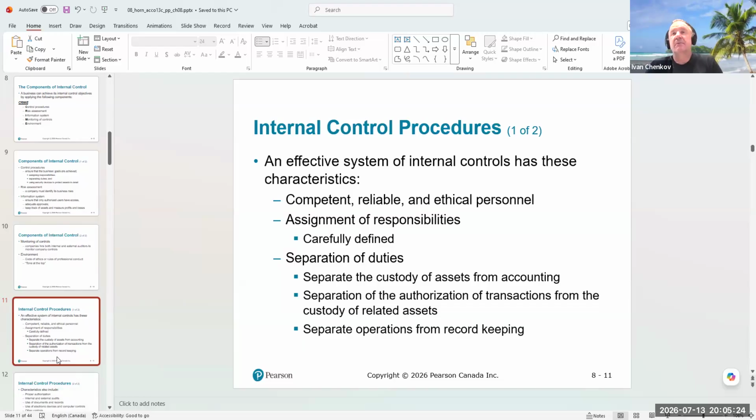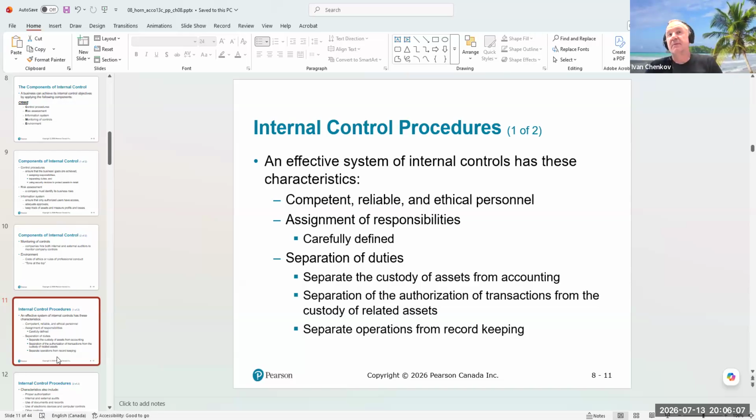Okay, internal control procedures. The effective system of internal control has to have characteristics: competent, reliable, ethical personnel. People working with the system have to be competent, reliable, and ethical. Then we can assign the responsibility, and we're going to assign those responsibilities based on their competence level, their reliability level, and their ethical standards. Which responsibility has to be carefully defined.